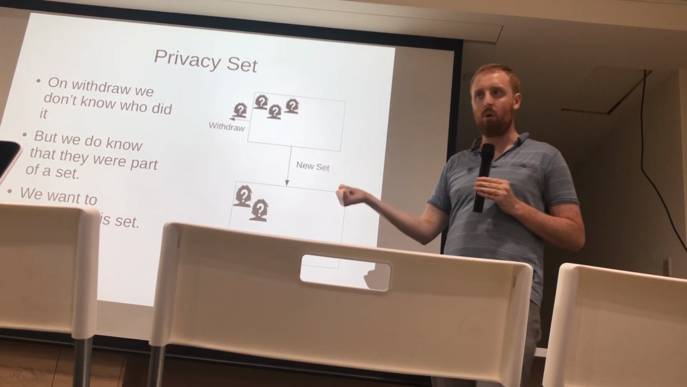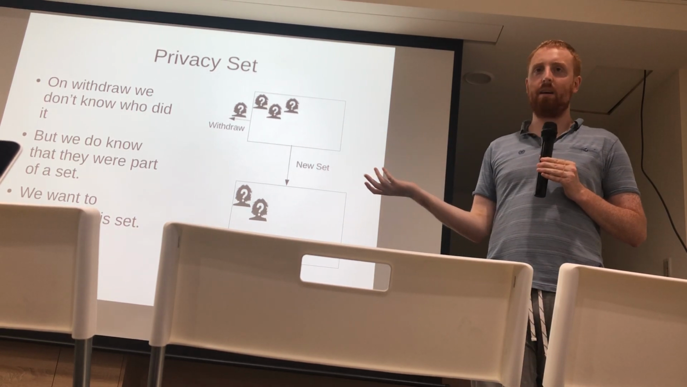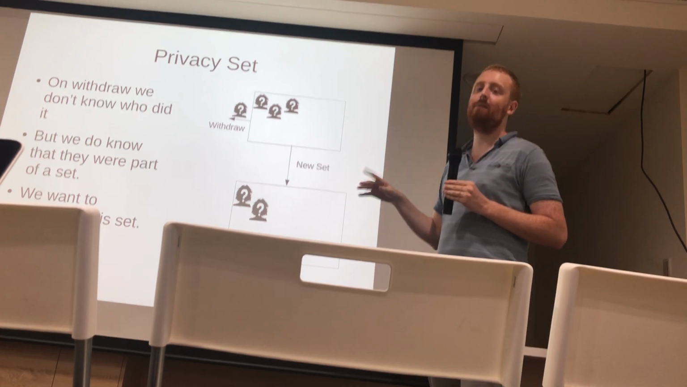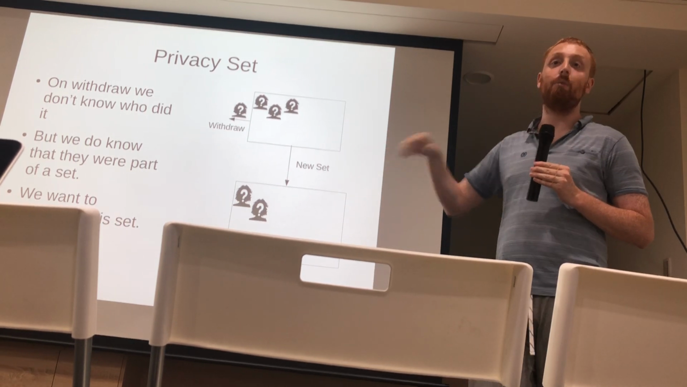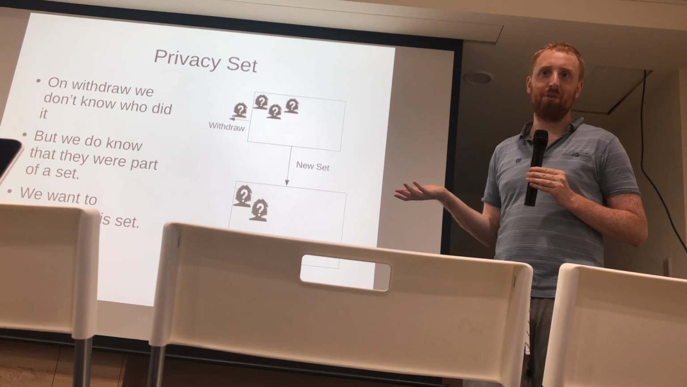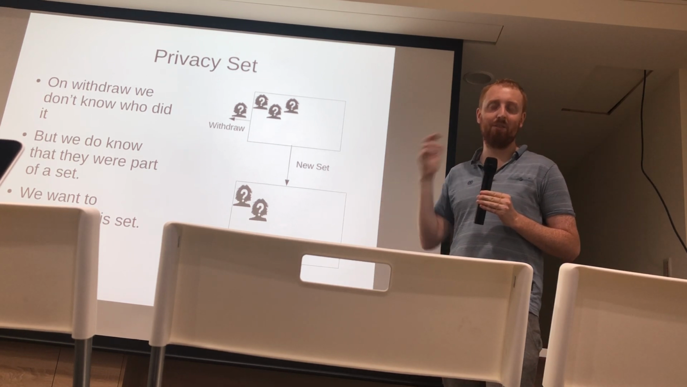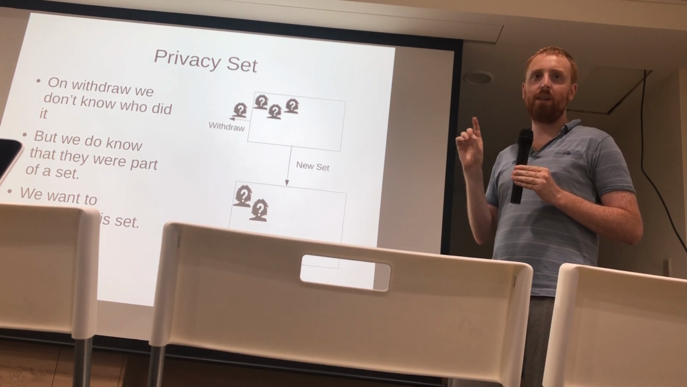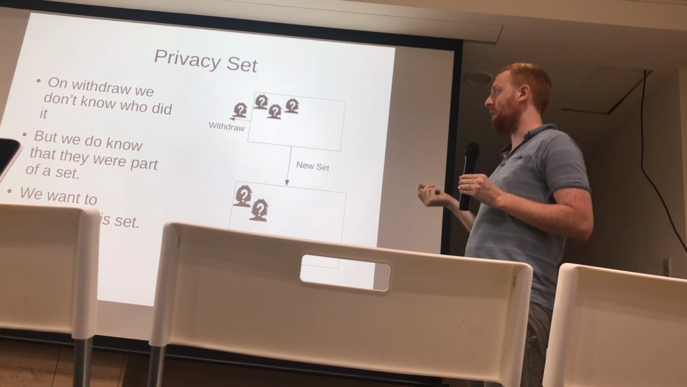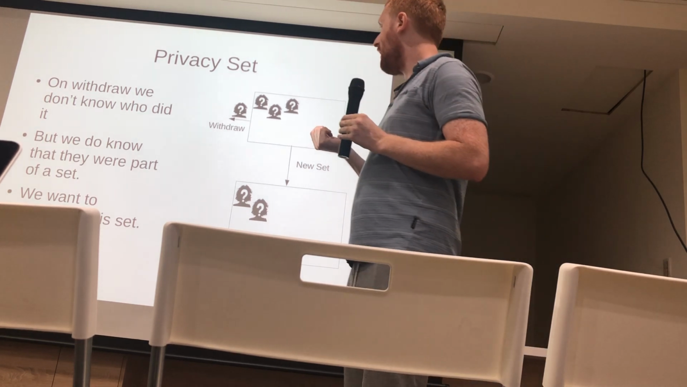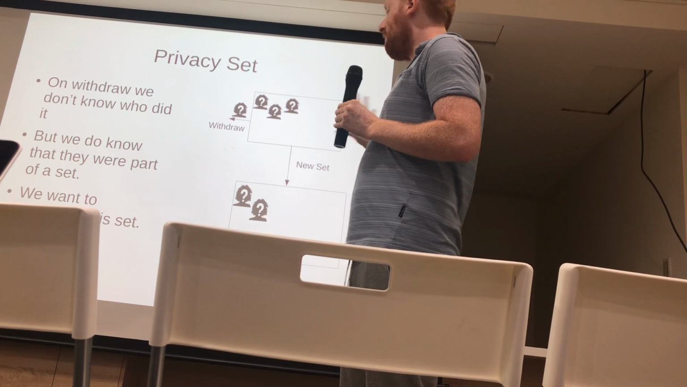So if the set is really small, then we don't really get a lot of privacy about what's going on. For example, if there's 1 person in the set and they withdraw, we know exactly who withdrew. There's no privacy there. So one thing that we need to be careful about is the size of our anonymity set. We want to maximize this.